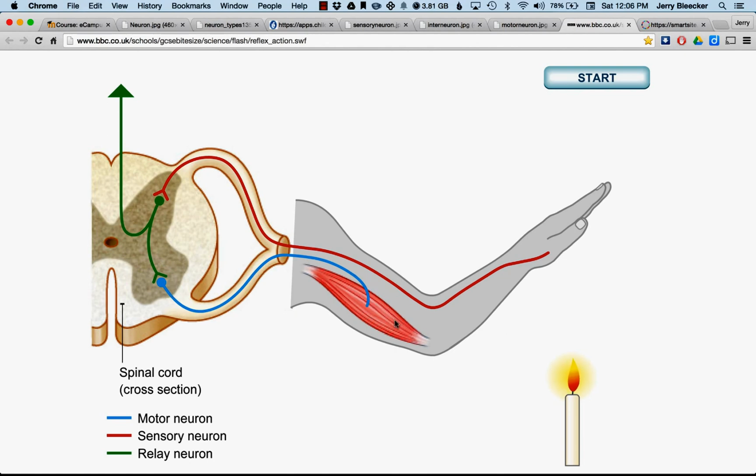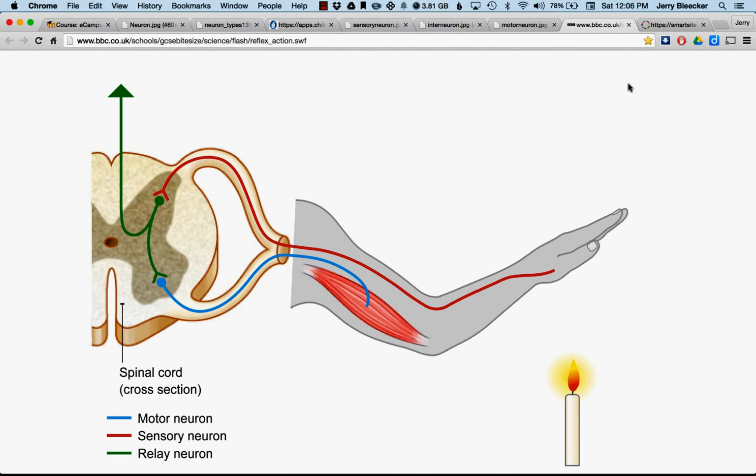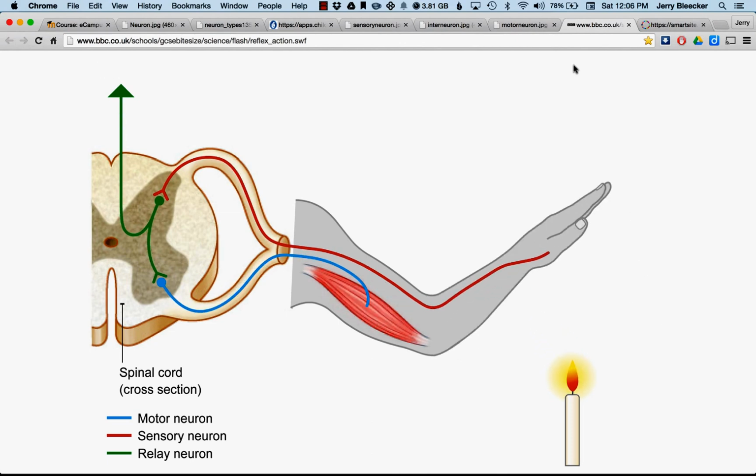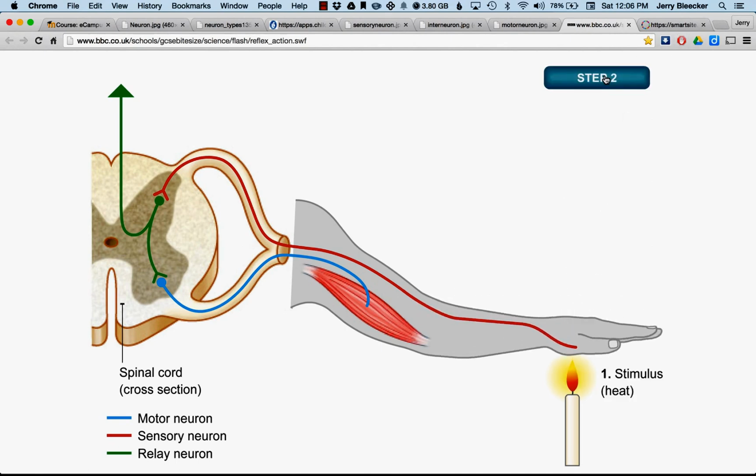So here's an effector here, specifically a muscle. So this is what is called a reflex arc. So if you burn yourself, the sensory neuron realizes that something's happened and it fires. So step one, there's a stimulus. The pain receptor is stimulated. These are dendrites, by the way. And the signal goes along the sensory neuron. So it'll get here. Okay, so we've gone down a very long axon.